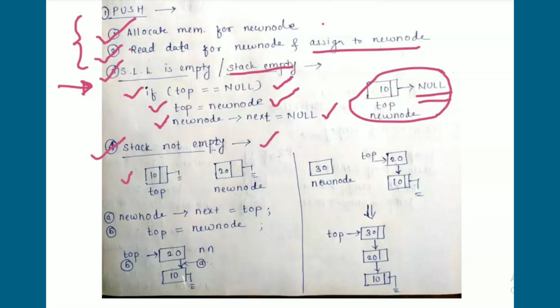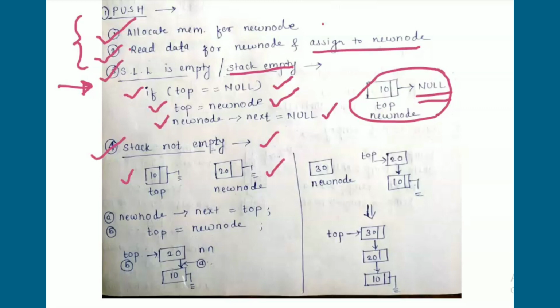The second case is when your stack is not empty. Just assume that your stack is already holding data 10 and now you want to add data 20 on top of the stack. In that case, this 20 is added on top of the 10. So when you are performing the push operation on a stack, you have to use the concept of insertion at the beginning. I want to insert this new node above the 10, that means this 20 should be present before 10.